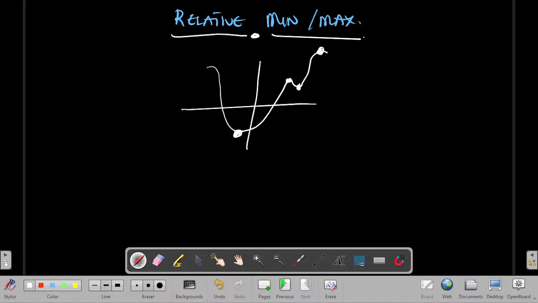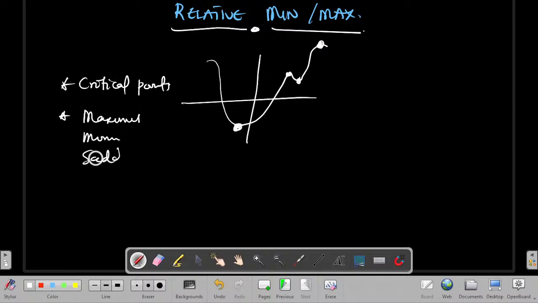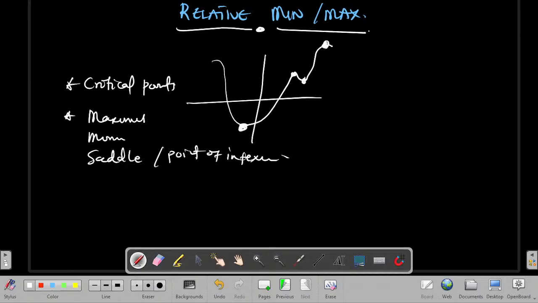So here I won't talk plenty since you have an idea. We need a few things. We need the critical point. You remember the maximum point, we have the minimum point, and we have the saddle point or point of inflection. Now, these are things that you know already.